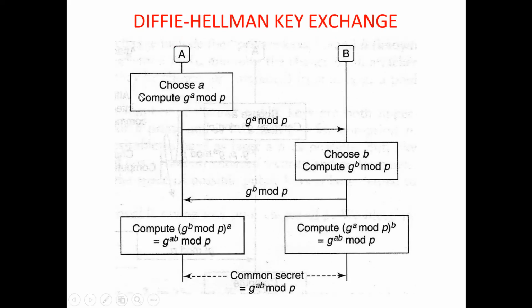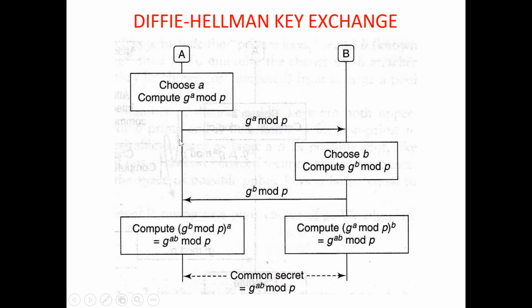Sender A and receiver B. First, the sender has to choose a, a random integer. The value of a should be greater than 1 and less than P minus 1. Once you choose a, you need to compute G raised to a mod P. The base is G, raised to a, the random number chosen by A.